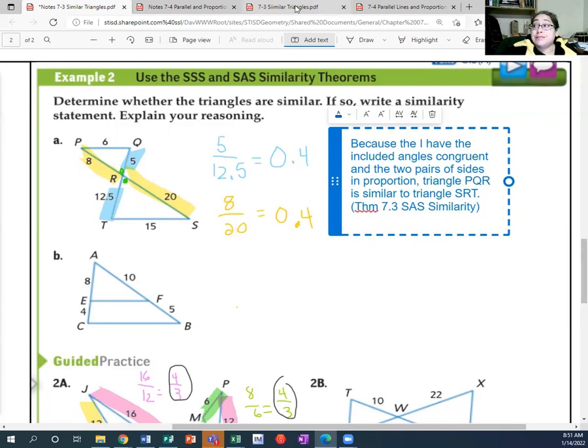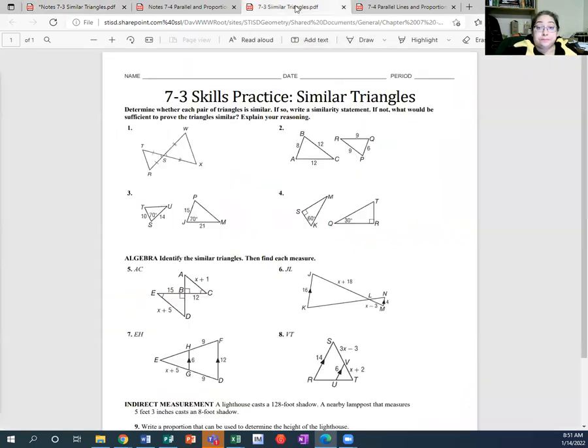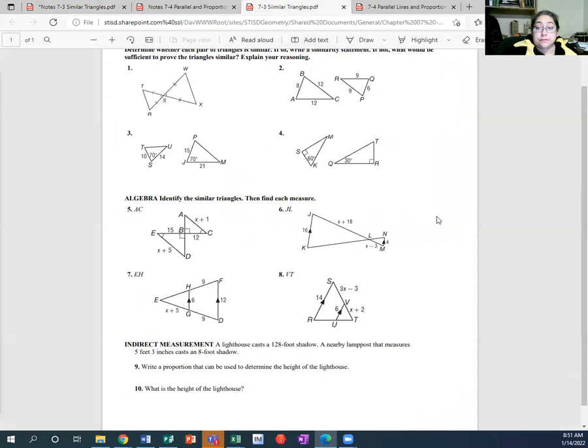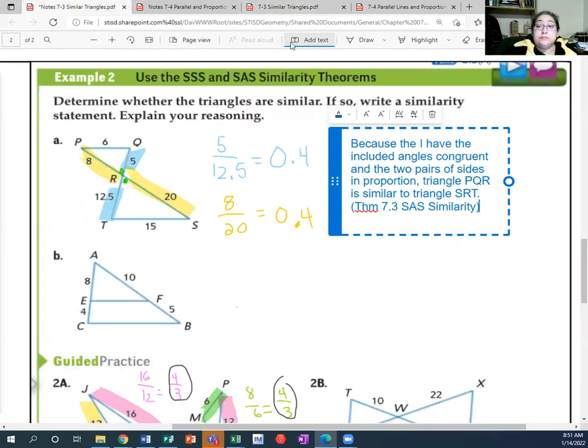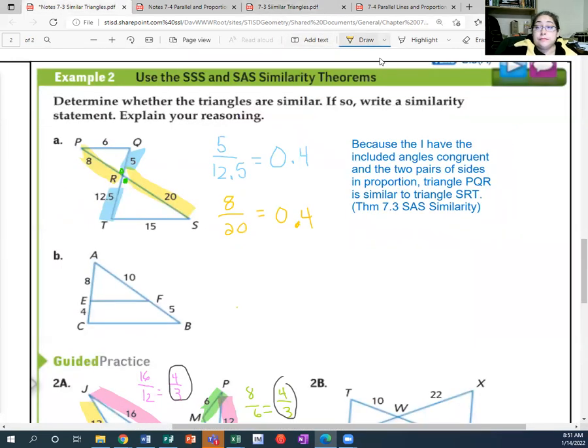Let's look into the homework to see which questions this will help with. Yeah, probably still numbers 1 through 4. This continues 1 through 4.